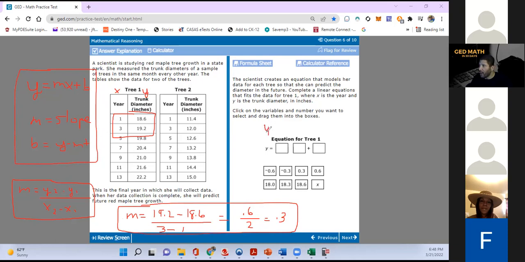What I know is y equals mx plus b. They already gave me the y. So that means my m needs to go here, my x needs to go here, my y-intercept needs to go here. I just found out what my slope is. What's my slope? 0.3. So I'm going to take this 0.3 and drag it right there. My x is just a variable, because y equals mx plus b, so I'm going to put my x right there.